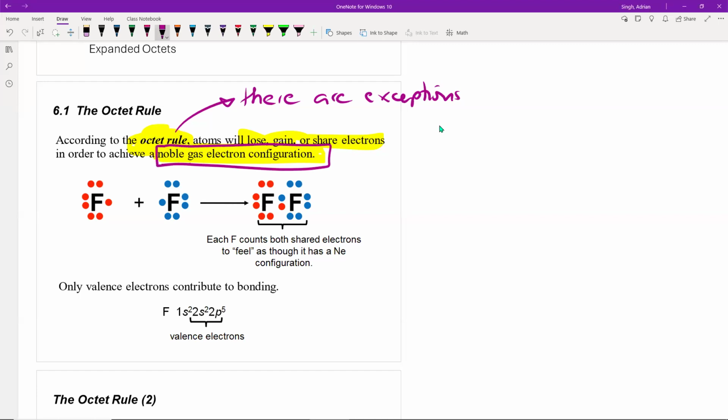Now, as a very simple example, we have fluorine. We have a fluorine atom on the left side, and a fluorine atom on the right. We have a Lewis-dot symbol for fluorine with 7 valence electrons, and another fluorine with 7 valence electrons. These can actually help each other out by, instead of transferring, losing, or gaining electrons, sharing a pair of electrons between them. This shared pair of electrons here is what the covalent bond is.